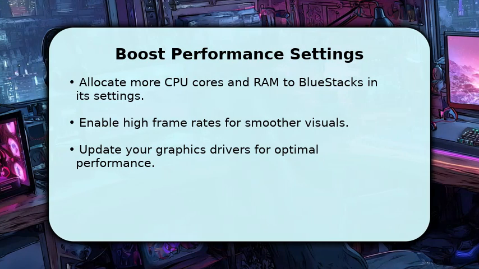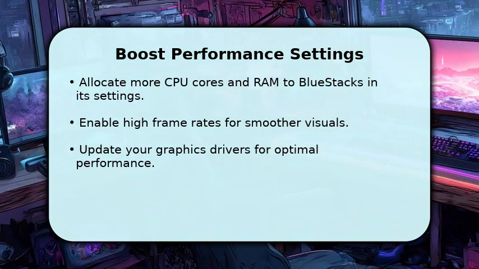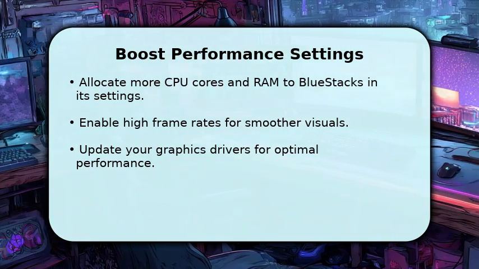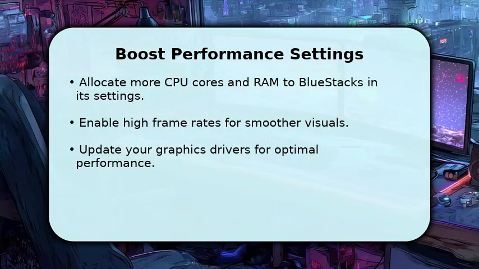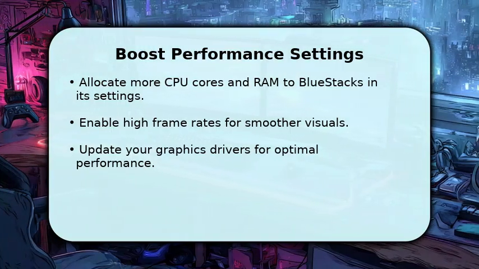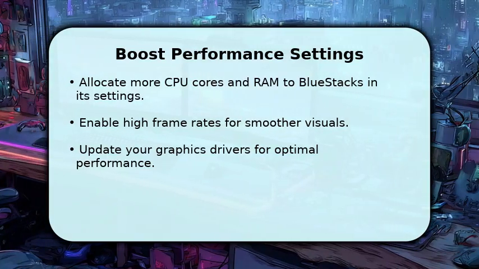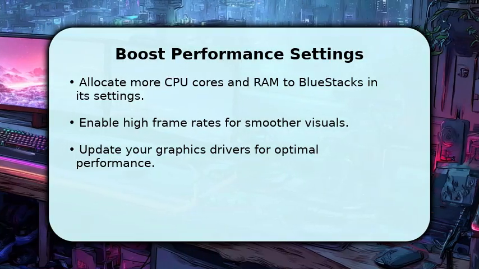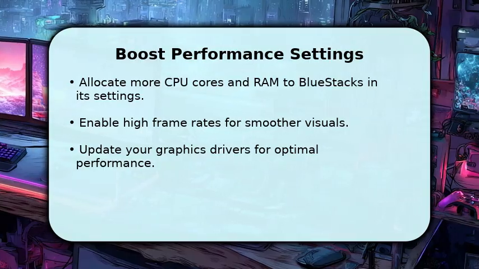To maximize your PUBG Mobile experience on BlueStacks, optimize its performance settings. Go into the BlueStacks settings, typically accessible via the gear icon. Here, you can allocate more CPU cores and RAM to the emulator. For example, assigning 4 CPU cores and 8 GB of RAM can significantly improve fluidity. Also, enable high frame rates, aiming for 90 frames per second if your monitor supports it. Finally, ensure your graphics drivers are up to date for the best visual fidelity and stability.